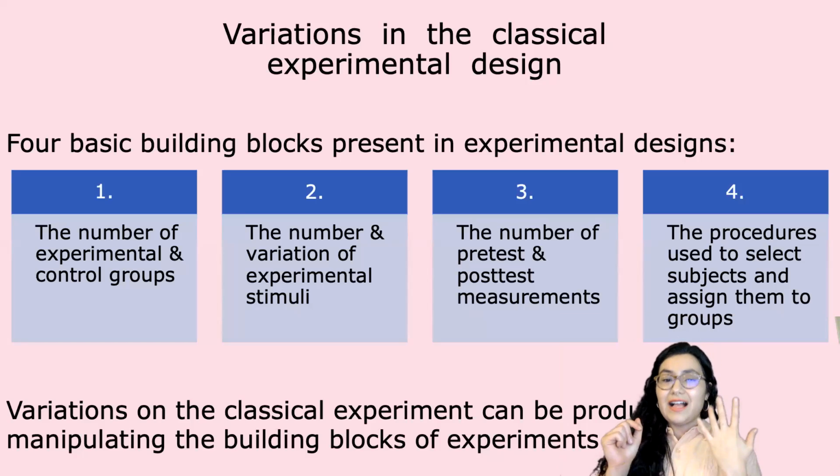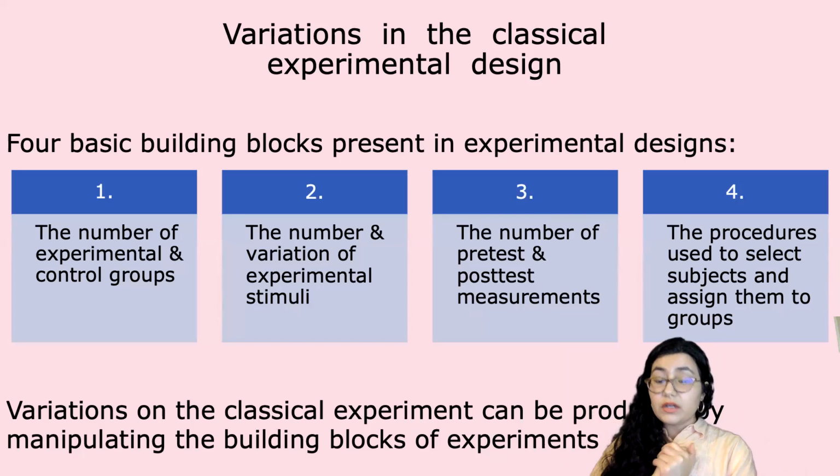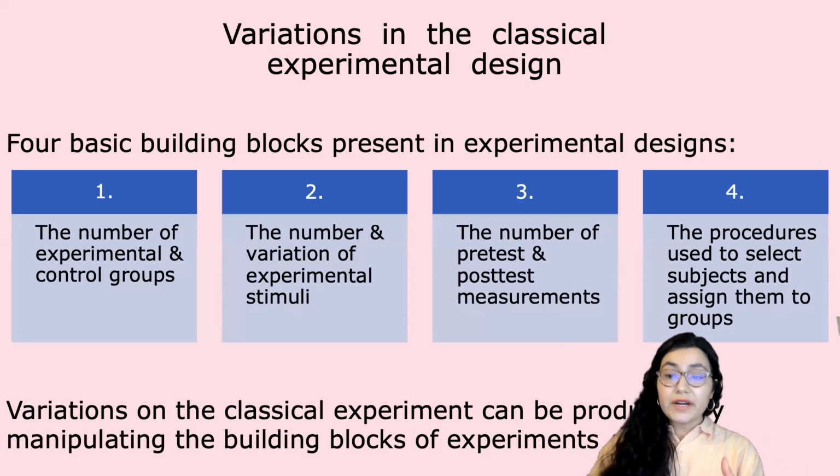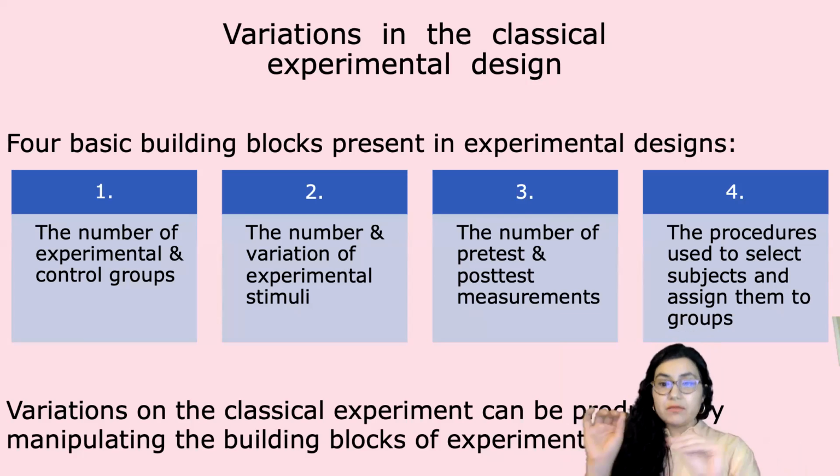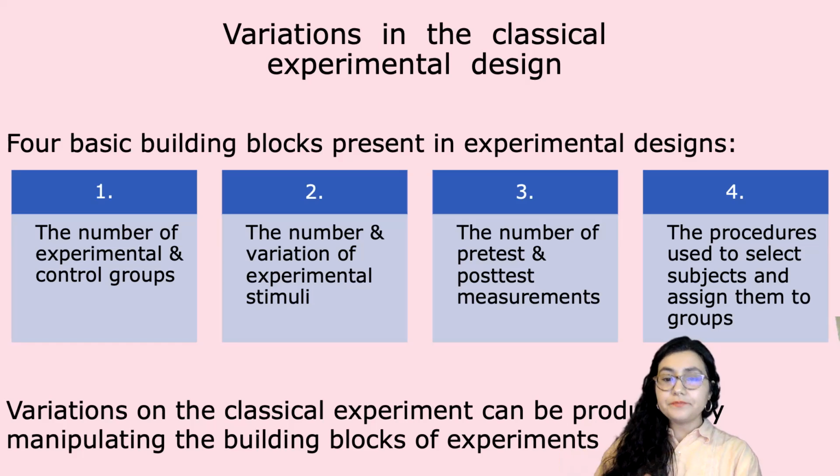So, a review of what the classical experimental design is: there's an experimental group and there's a control group. In a simple experimental design, there's just two, sometimes there's more. There's a number and variation of experimental stimuli. So there's the intervention, the independent variable that we're interested in. Sometimes it might be a program or not a program, or different types of programs against each other.